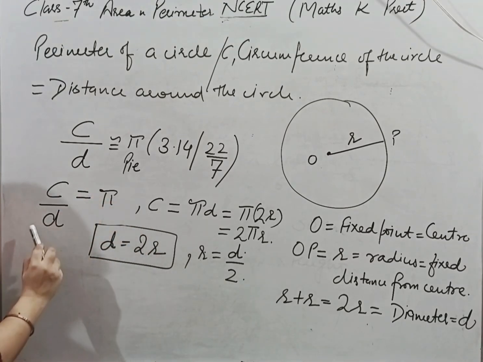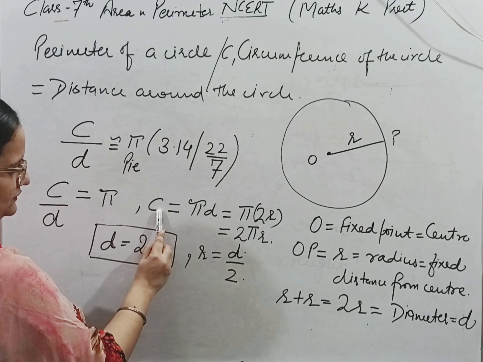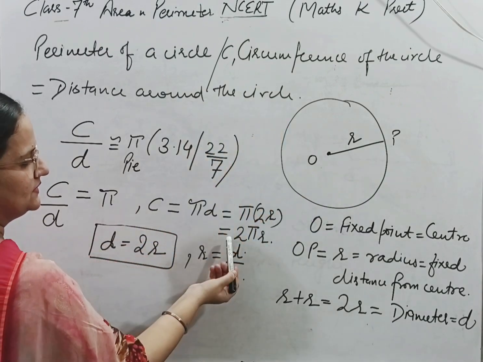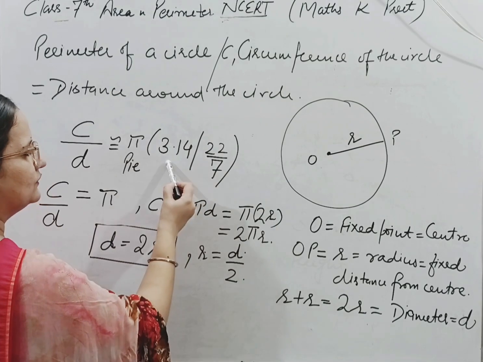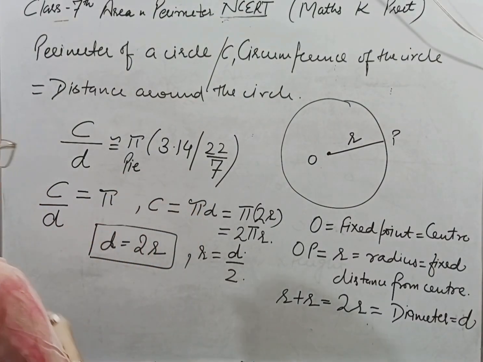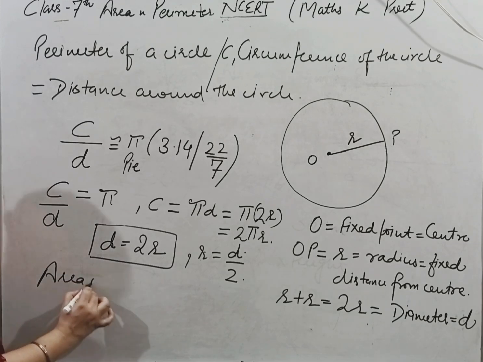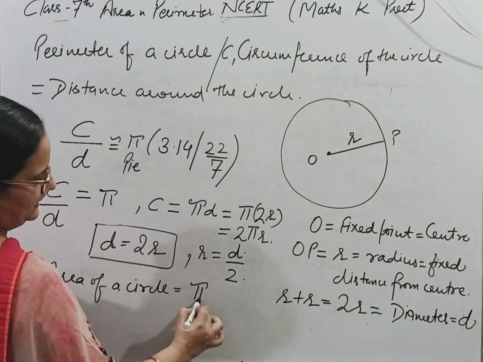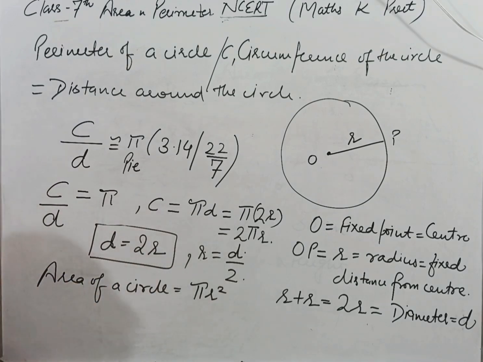From this general relation, the circumference or perimeter of a circle is the distance around the circle, or the length of the circle, which equals 2 pi r. Pi stands for the value 3.14 or 22/7. So this is the formula. Now let's see the formula for the area of a circle. The area of a circle is basically pi r square. These are the two formulas related to a circle.